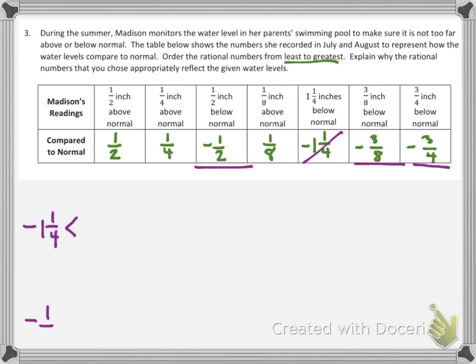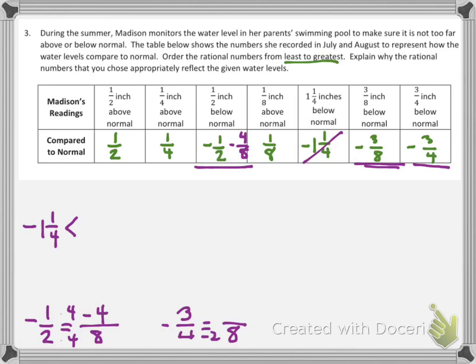I'm going to make this negative 1/2 into 8ths. So I multiply the top by 4, and I get a negative 4/8. So this negative 1/2 is the same as negative 4/8. And then I already have the negative 3/8 in 8ths. So let's change this negative 3/4 into something over 8.